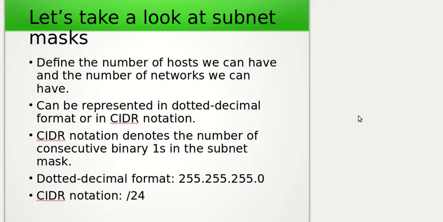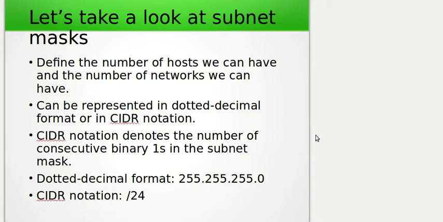Before we can have a look at how to subnet, let's have a quick review of subnet masks. A subnet mask identifies the part of the IP address that represents the host and which part represents the network. A subnet mask can be represented in two different formats, either dotted decimal notation or CIDR notation, so a slash format. Dotted decimal, as an example, is 255.255.255.0. The CIDR format of this subnet mask would be /24.